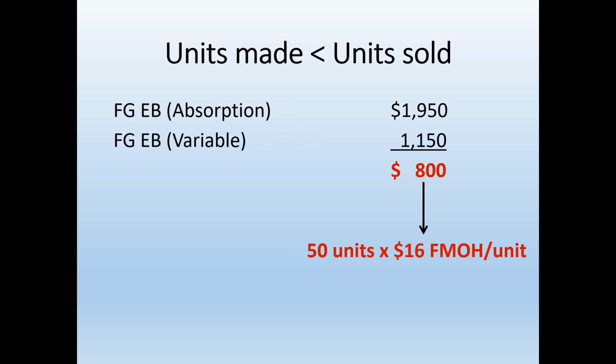The value of finished goods under absorption costing is $800 higher than under variable costing. That difference comes from the $16 of fixed manufacturing overhead that each of those 50 units carries under absorption costing. Remember, absorption costing treats fixed overhead as a product cost. Variable costing treats it as a period cost.